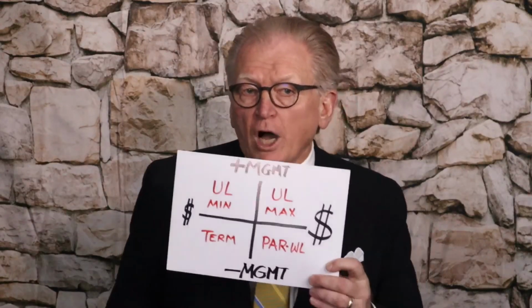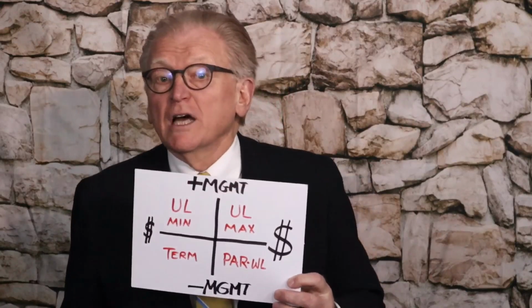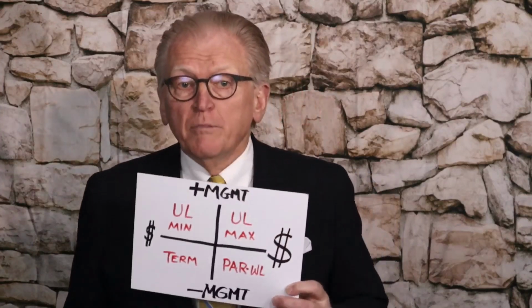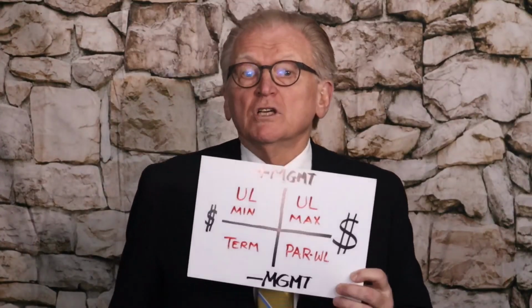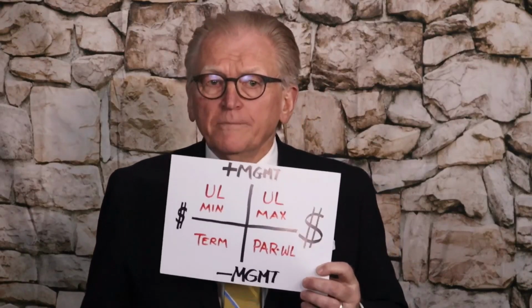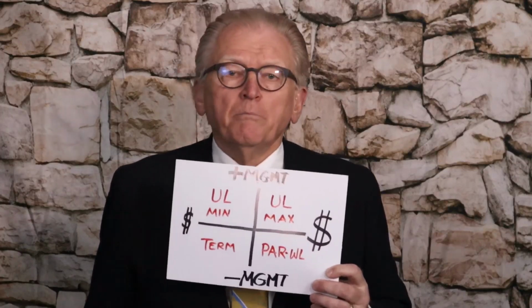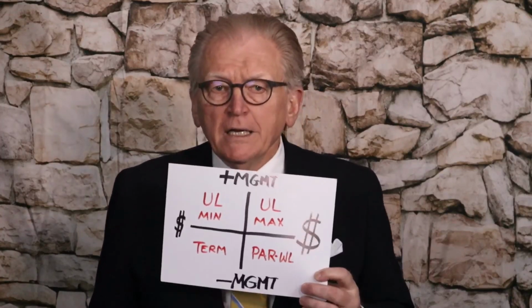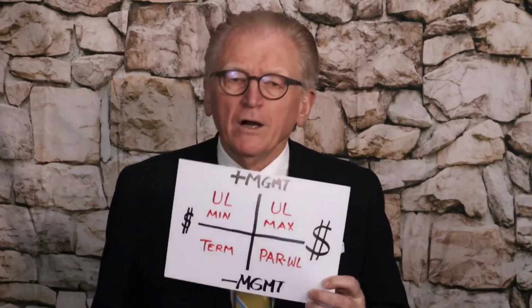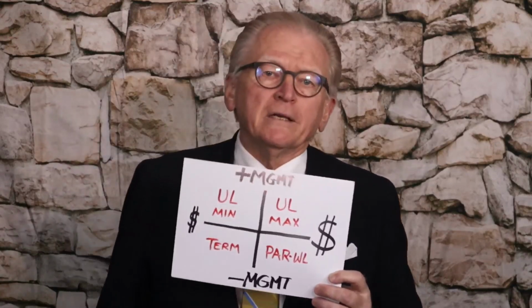So this gives us a top left box of little money, lots of management, universal life minimum deposits. The top right is lots of money, lots of management, universal life maximum deposits. Bottom left is little money, no management, term insurance. Bottom right is lots of money and no management, par whole life. Now, of course, there are variations of these products in between.